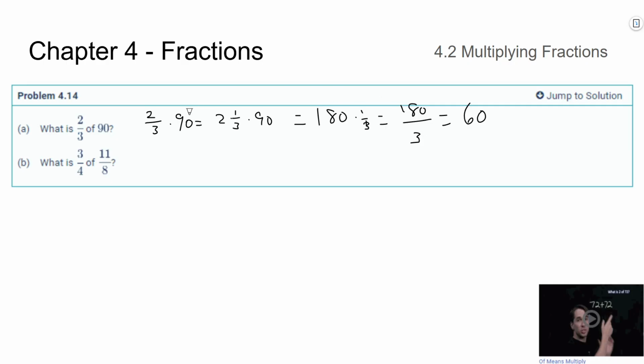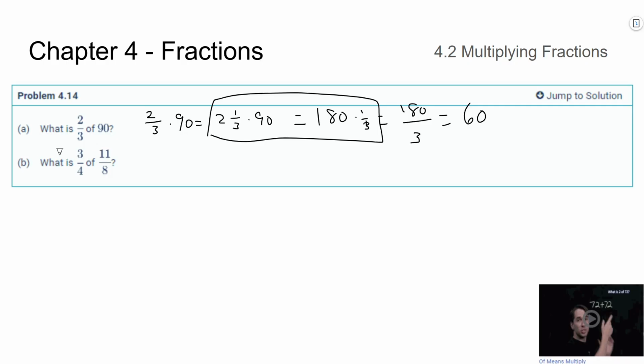Okay, another way we could have done that is instead of breaking it apart like this, 2 times 1/3, we could have just directly multiplied 90 times 2 to get 180 over 3 without these 2 steps. We could have skipped these 2 steps there.